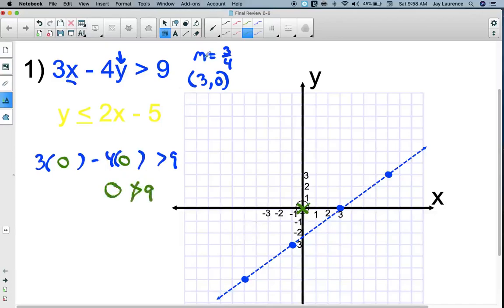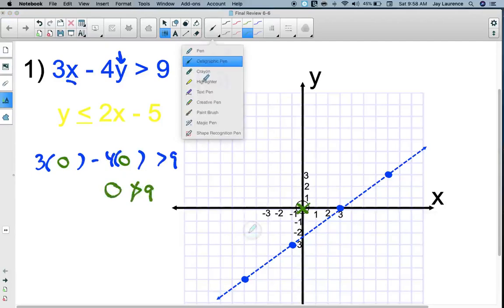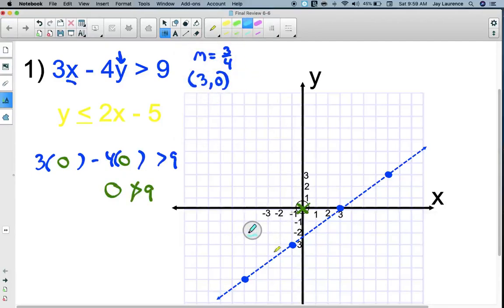That is false, right? So I am going to shade the other side of the line, the non-origin side of the line. Why? Because when I tested a point on that side of the line, I got a false statement. I guarantee all the solutions are here. If you don't believe me, pick any point over here like you want. Any one you want. Pick 0, -4. Pick 4, 0. Okay? They will provide a true statement. They will. Okay, now I have to graph the other inequality.